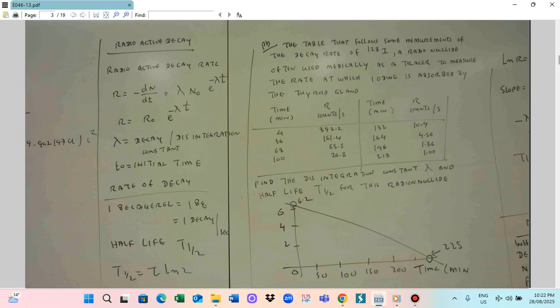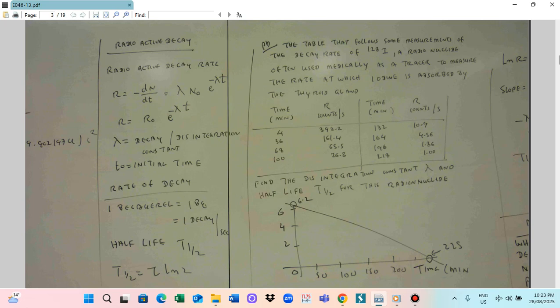We can measure up to 200 here: 0, 50, 100, 150, 200, and this is a step. The number of counts per second can also be calculated. This is for the vertical line: 2, 4, 6 like this.